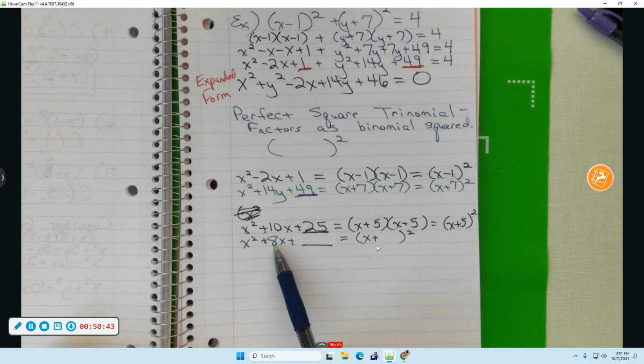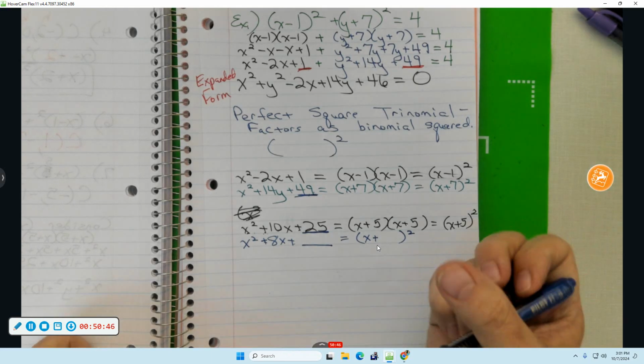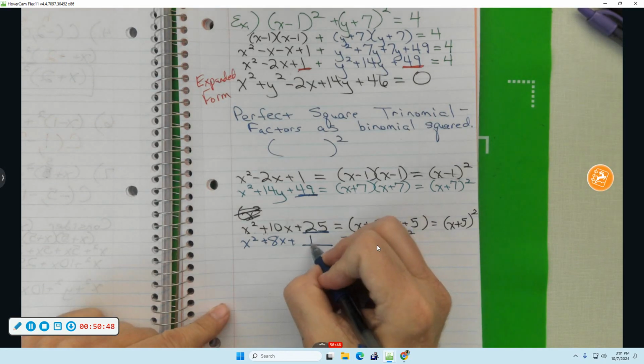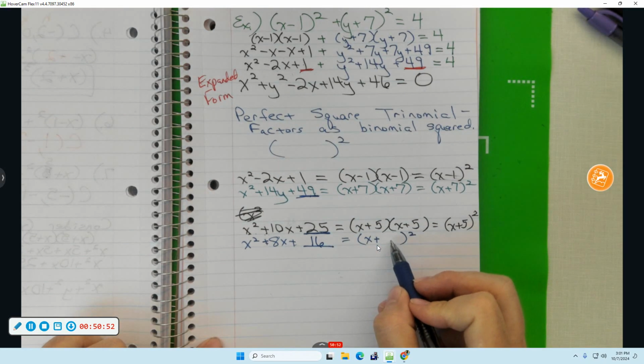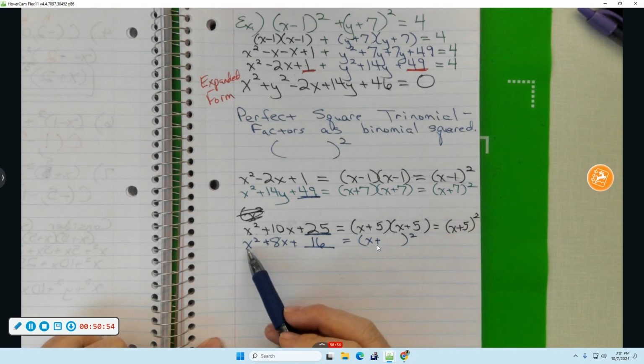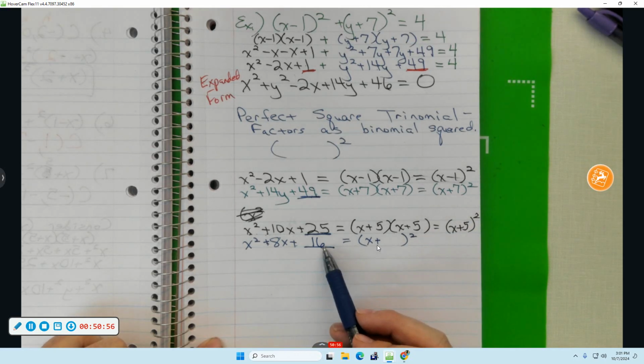4 squared is 16. So the perfect square we need is 16. What number is going to go inside the parentheses? How do you factor x squared plus 8x plus 16?